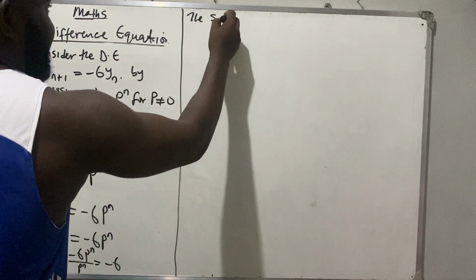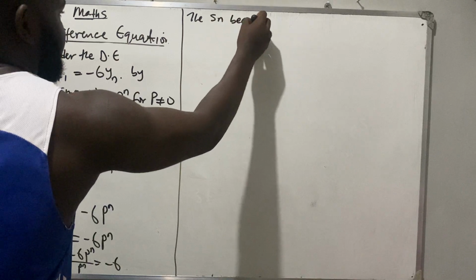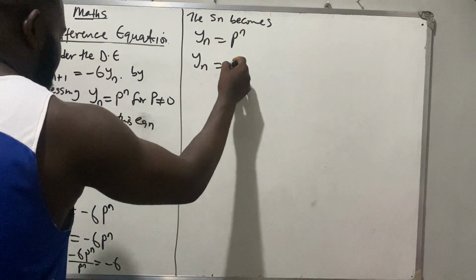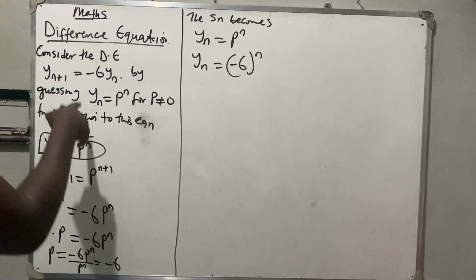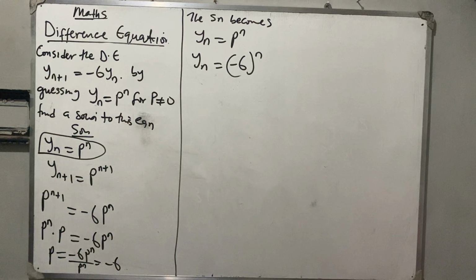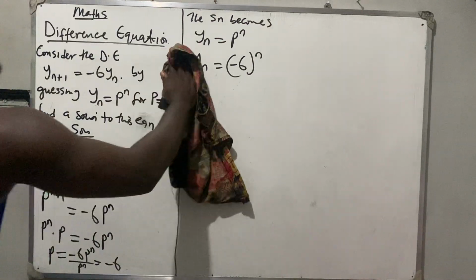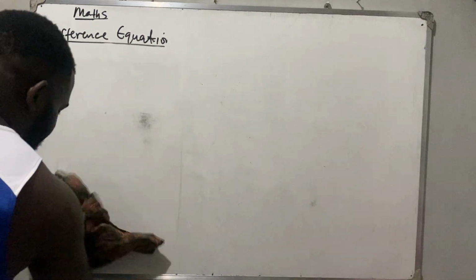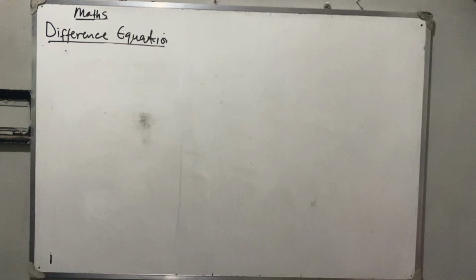So the solution, by guessing, becomes y_n is equal to p raised to power n. So y_n is equal to -6 raised to power n. So that is the solution to that difference equation. Okay, sorry about that. After substitution, you get your p, then come back and substitute. That is the solution to that difference equation. Okay, we go to the next question. Told you we are going to be solving so many questions for you to understand what we are talking about. So I think maybe if we solve one or two questions, then we conclude.